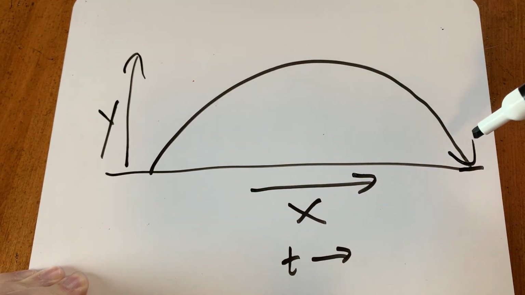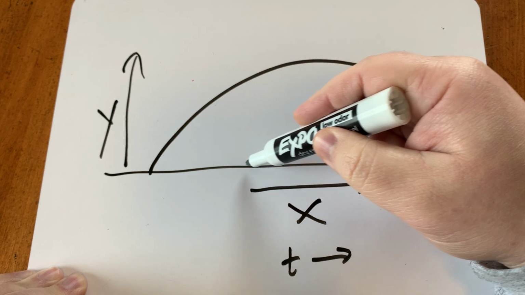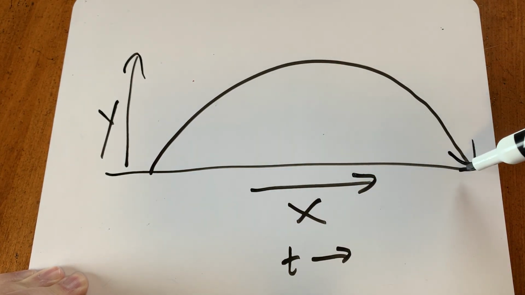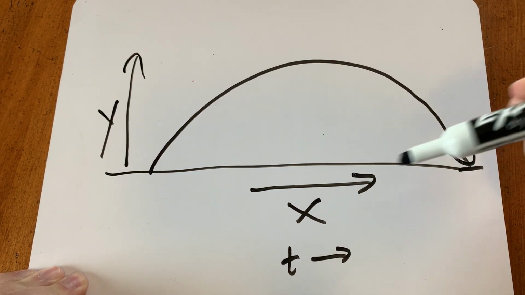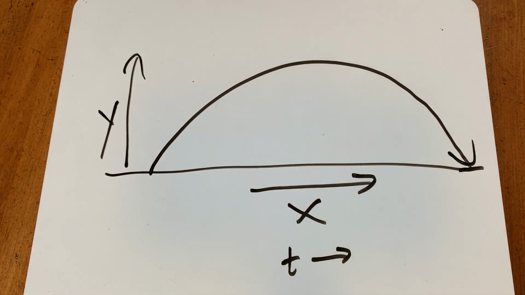It just keeps going. X over time, you start here, and then you keep going and going and going, and then you end here. So x in terms of time is going to be a linear function. So we've got three functions to choose from. We've got the two parametric equations that model the actual path of the ball.